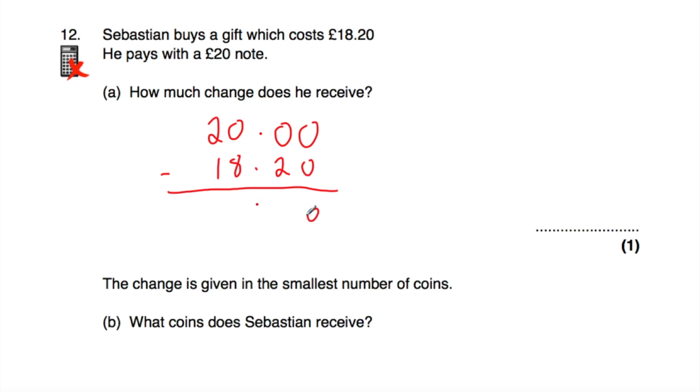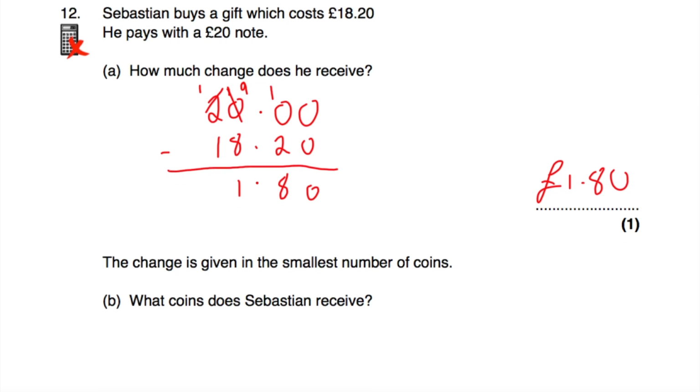0 to take away 0 is 0. 0 to take away 2, let's borrow. Oh, we're going to need to borrow from here, so that's now a 1 and a 10. And cross that off, that's now a 9 and a 10. 10 take away 2 is equal to 8. 9 take away 8 is equal to 1, and 1 take away 1 is equal to 0. So he receives £1.80 in change, so £1.80, that's how much change he would receive.